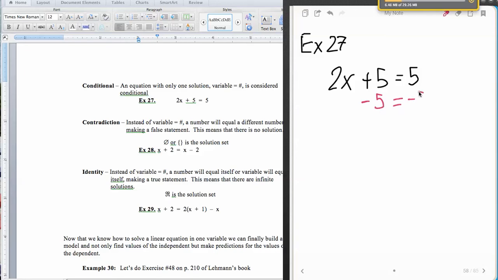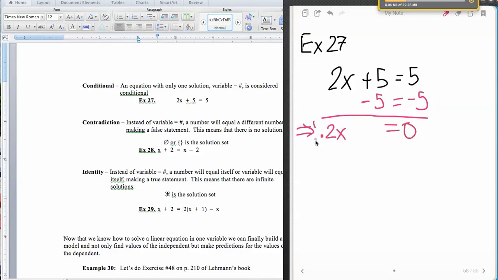We're going to do the same process as we always have to solve these things. So we need to get the 5 away from the x's, so we're going to add the opposite of positive 5 to both sides. So we're adding negative 5 to both sides. And so now what we have is 2x is equal to 5 plus negative 5, which is 0.